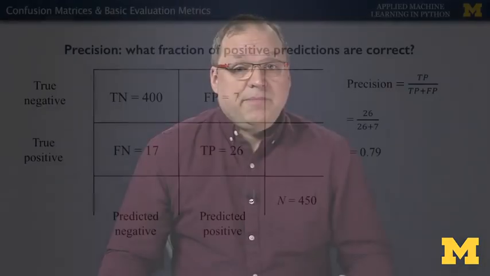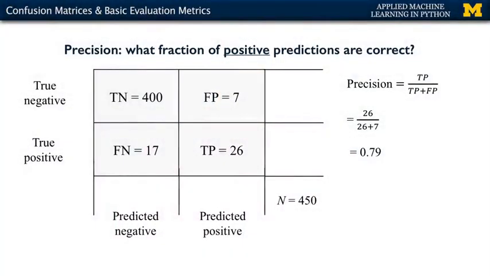So, precision is an evaluation metric that reflects this situation, and it's obtained by dividing the number of true positives by the sum of true positives and false positives. So to increase precision, we must either increase the number of true positives the classifier predicts, or reduce the number of errors where the classifier incorrectly predicts that a negative instance is in the positive class. Here, the classifier has made 7 false positive errors, and so the precision is 0.79.